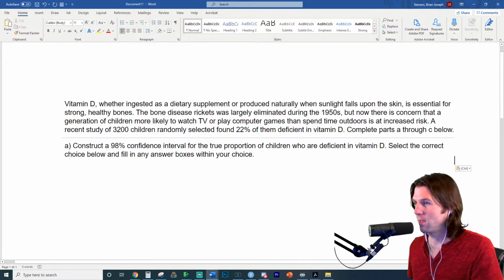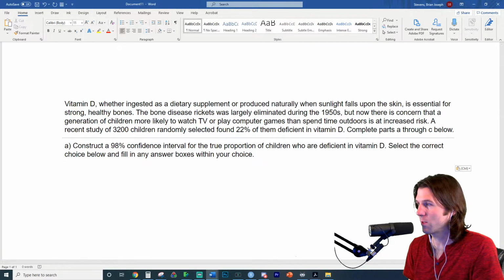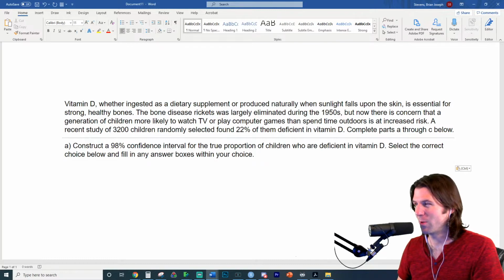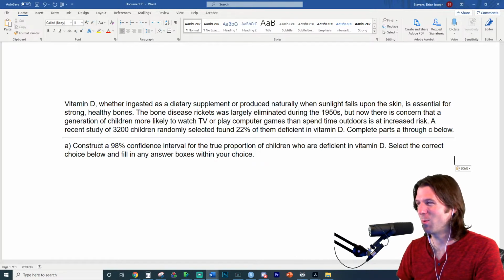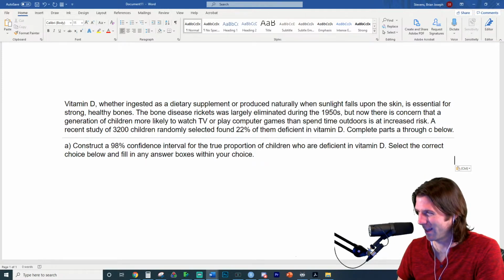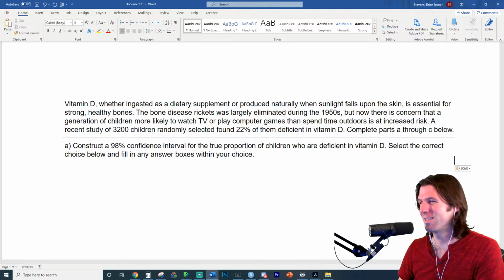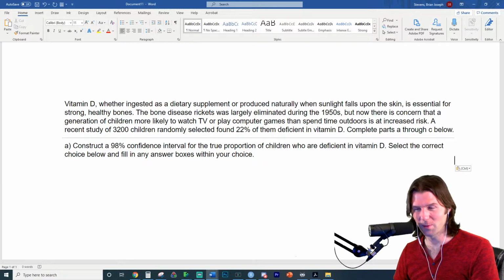Keep it up. Vitamin D, whether ingested as a dietary supplement or produced naturally when sunlight falls upon the skin, is essential for strong, healthy bones. The bone disease rickets was eliminated during the 1950s, but now there's a concern that a generation of children more likely to watch TV or play video games than spend time outdoors is at increased risk. A recent study of 3,200 children randomly selected.